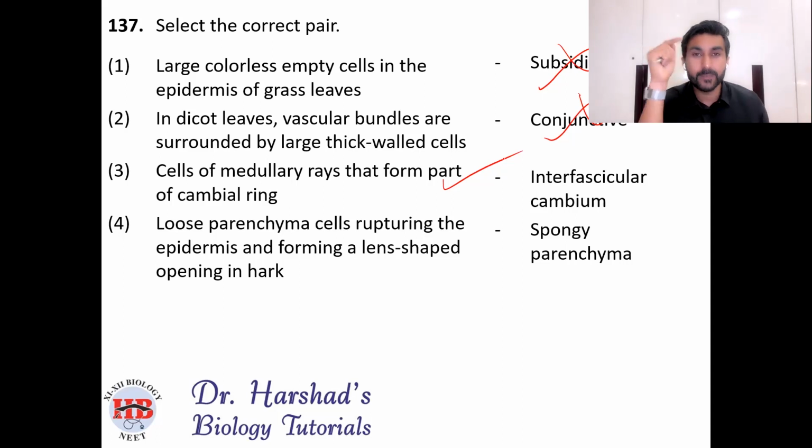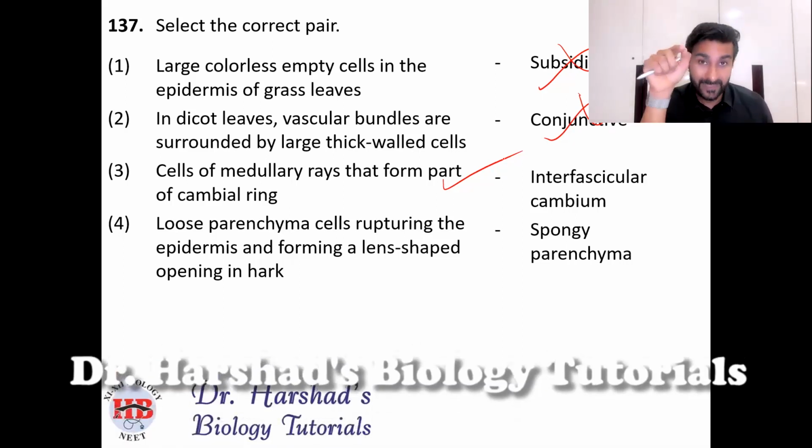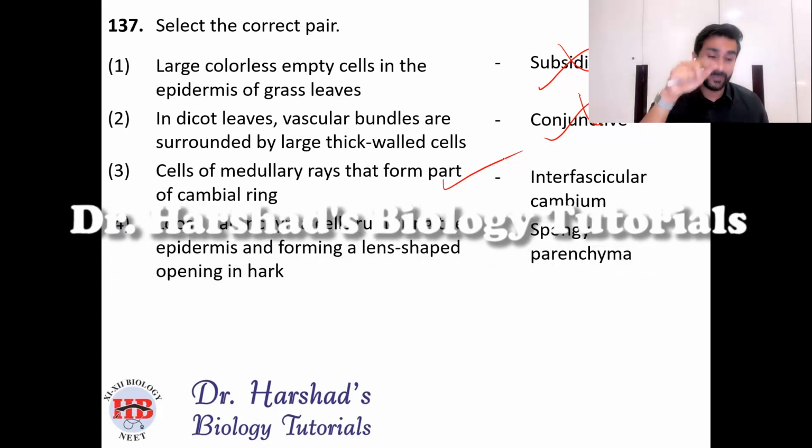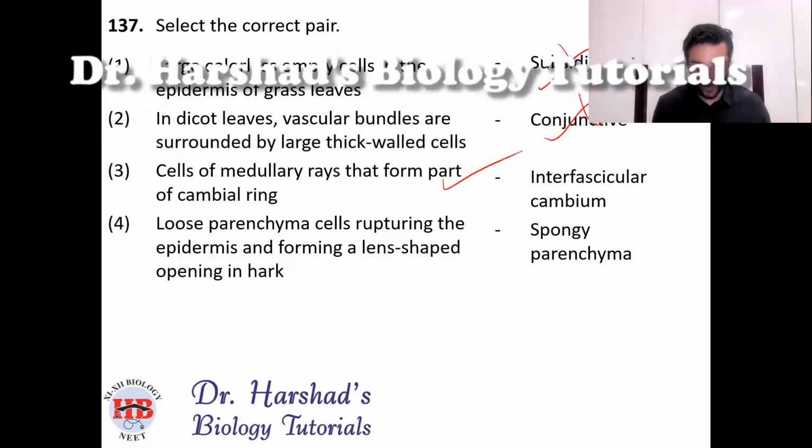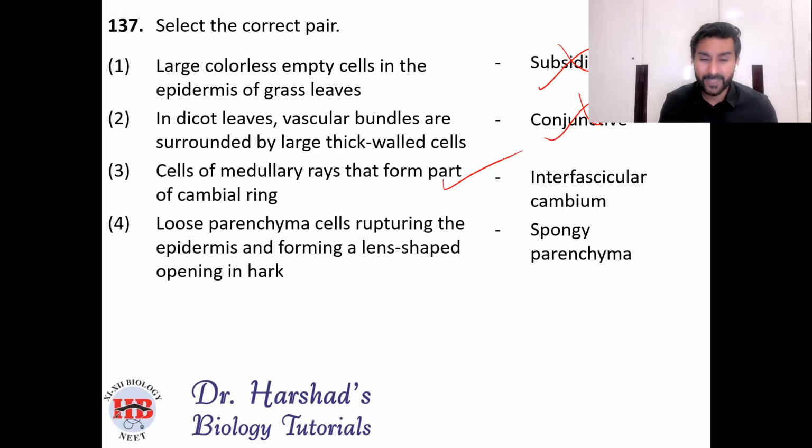There are two types of cambium. The one within the vascular bundle is intrafascicular cambium. The ones in your medullary rays form the interfascicular cambium. So this is a correct pair. The last pair, loose parenchyma cells rupturing the epidermis. These are complementary cells which form the lenticels, not spongy parenchyma. So this is also a wrong pair. So obviously our answer to this question would be option number 3.